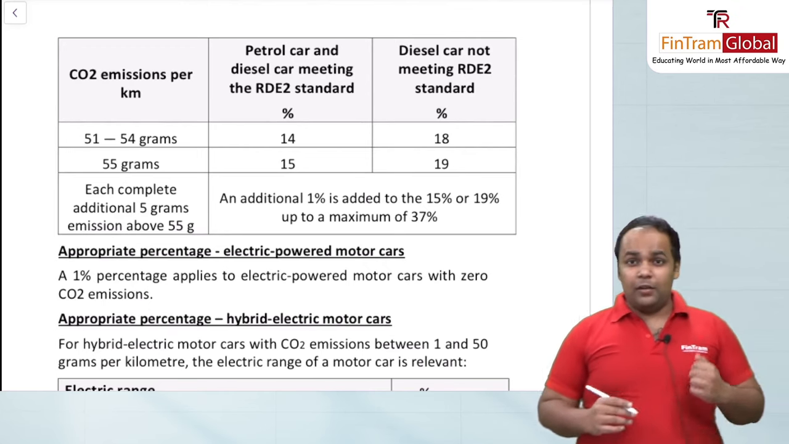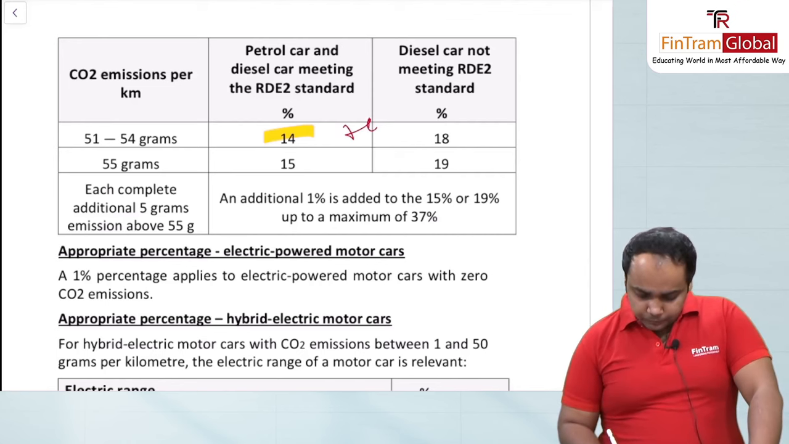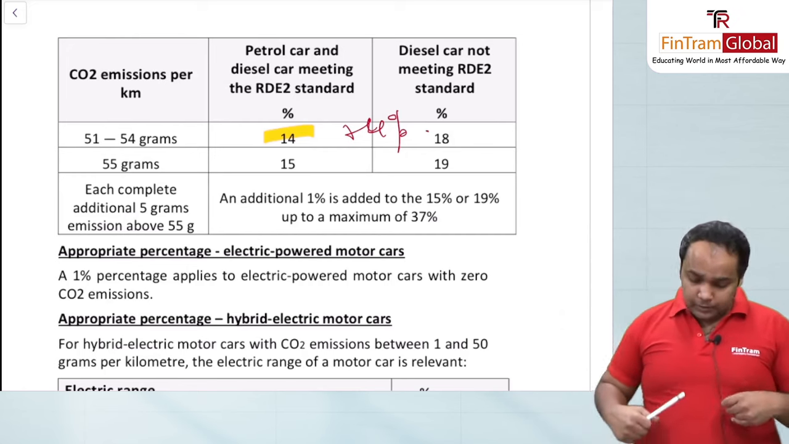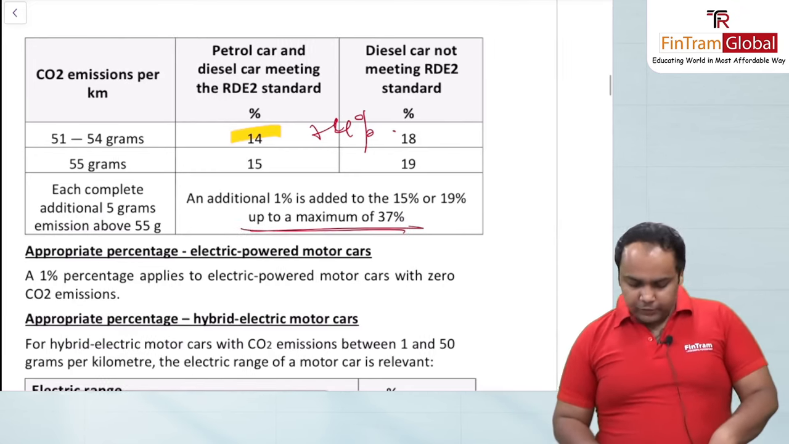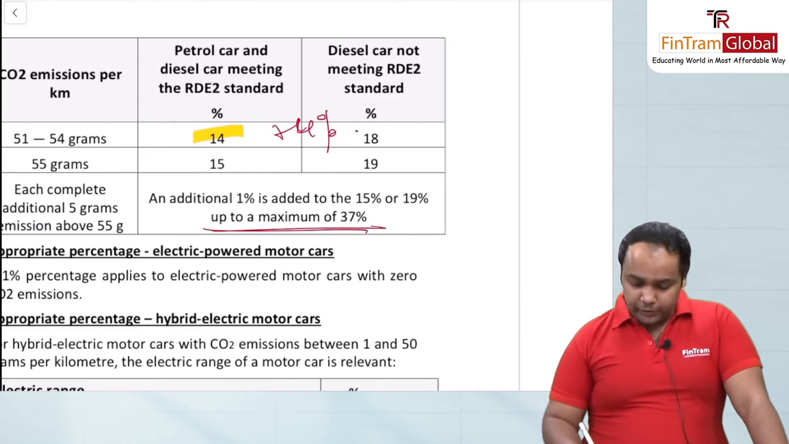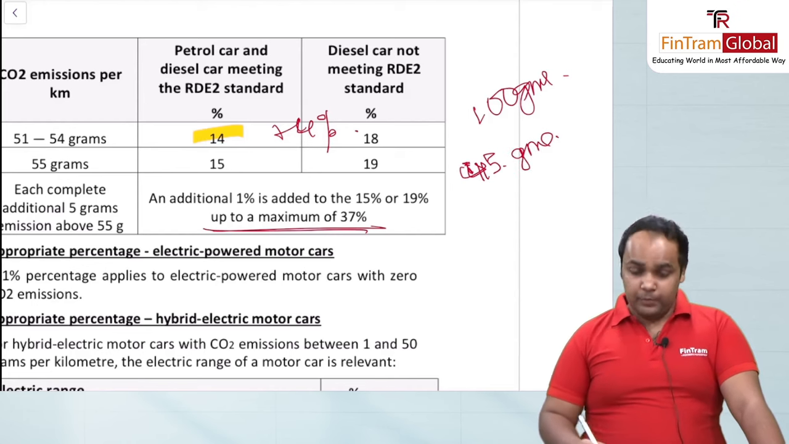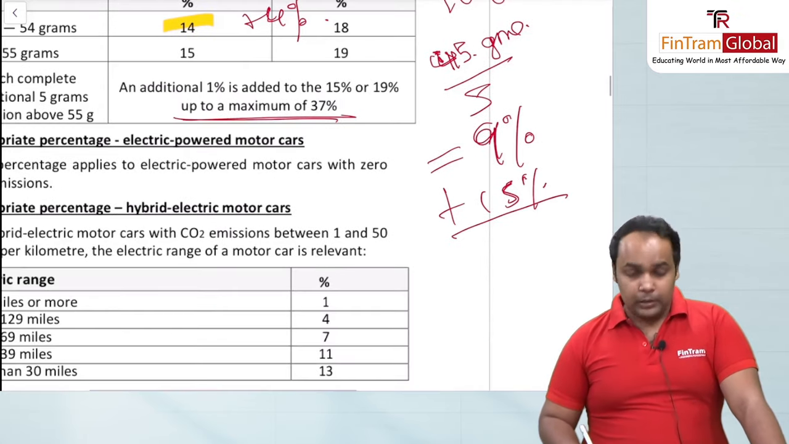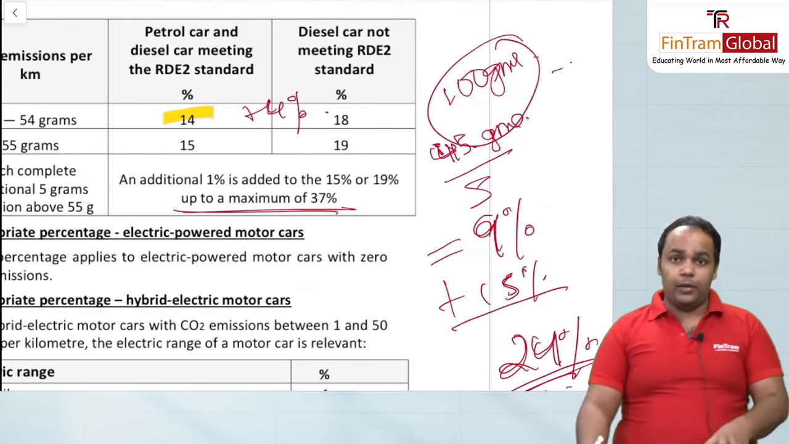Always remember these percentages. If the emissions are 51 to 54 grams, for a petrol car it is 14%, and there is a 4% markup on diesel cars. Similarly, at 55 grams it is 15% and 19% respectively, and for each additional 5 grams over 55 grams, that is 1% more, subject to a maximum of 37%. So if the car has a CO2 emission of say 100 grams, the 45 grams in excess of 55 grams, divided by 5, is 9. So 9% plus 15%, 24% of the list price would be the appropriate percentage for a car with 100 grams of CO2 emissions. You need to know these calculations very well for the examination.